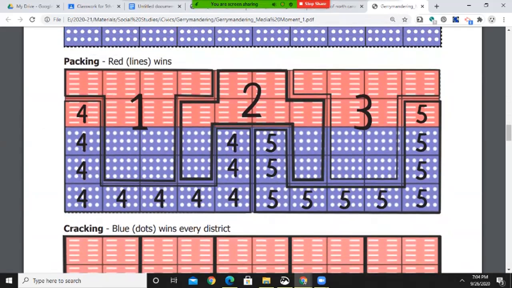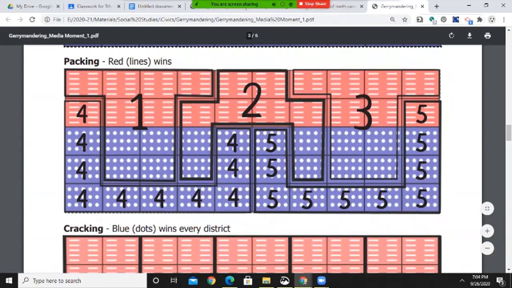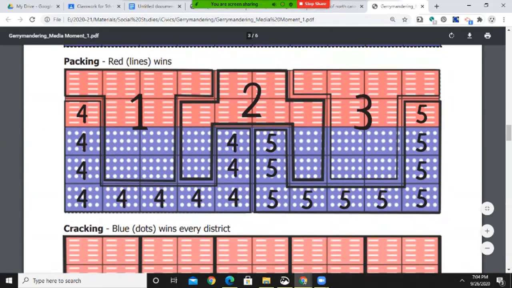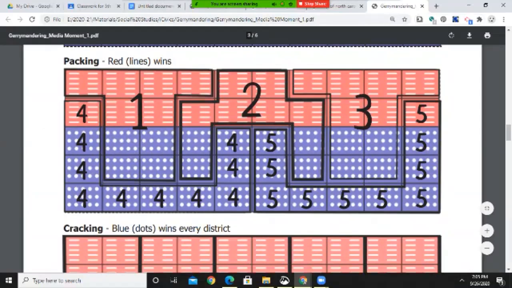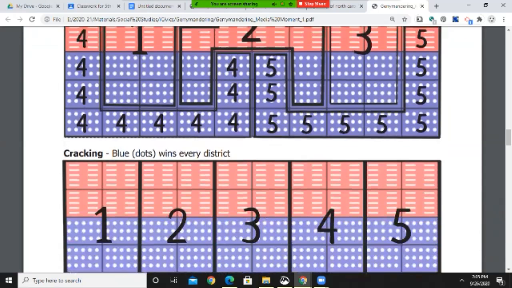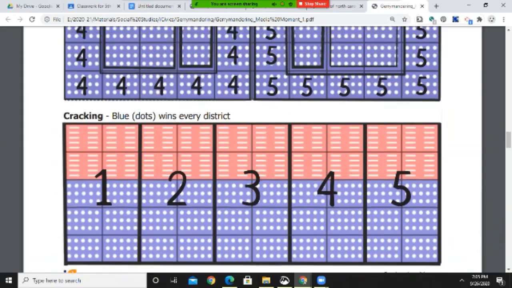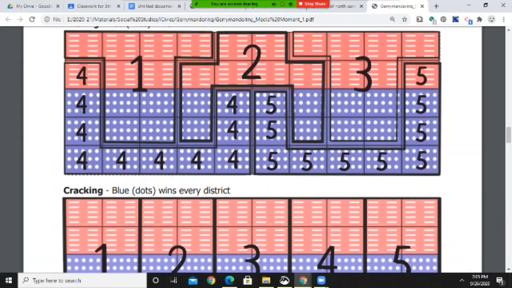So let's talk about what packing means. Sometimes you try to draw them so you have equal numbers of people, but in favor of your political party, in this case, the red party. You notice the red party has 1, 2, 3 dominated areas, whereas the blue party only gets 2. So that gives them a majority when it comes to voting on laws within the state. Whereas if you just did it like this, the blue dots would win every single district. So that's very important to understand.